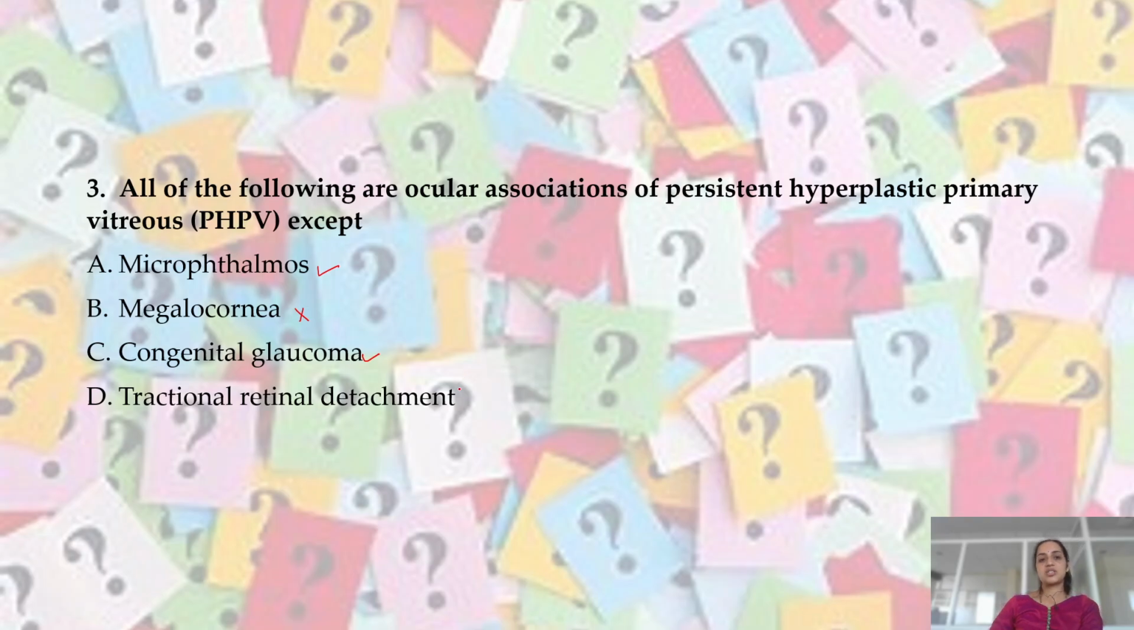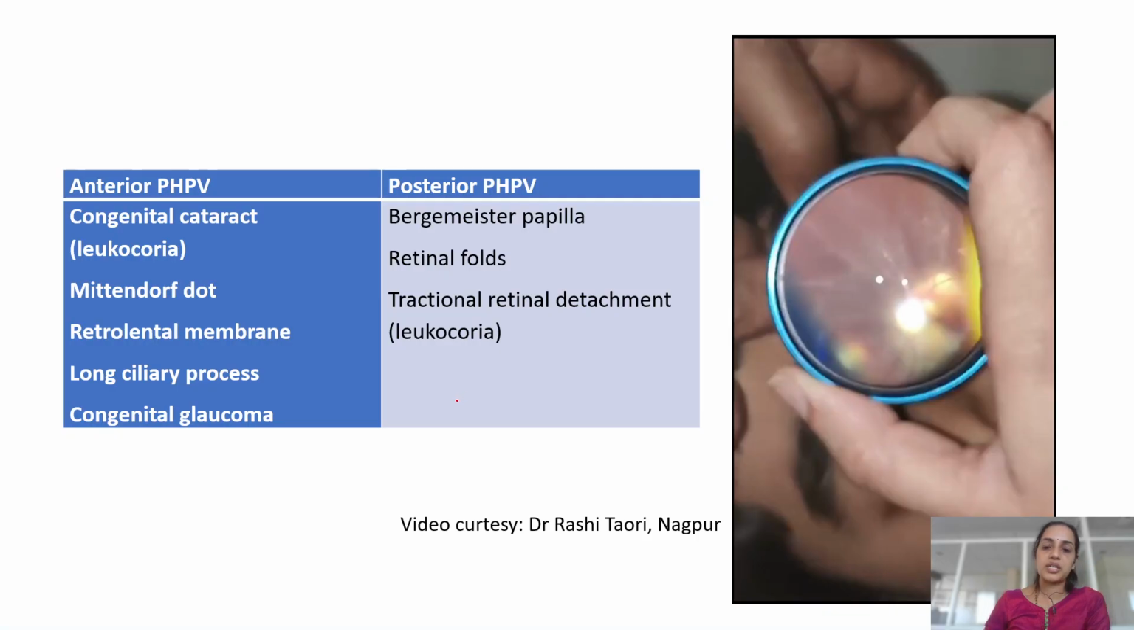There is a very high chance of the AC being shallow and developing congenital glaucoma. Tractional detachment is also very common. So the right answer here is megalocornea. So let's look at the clinical features of PHPV or PFV.